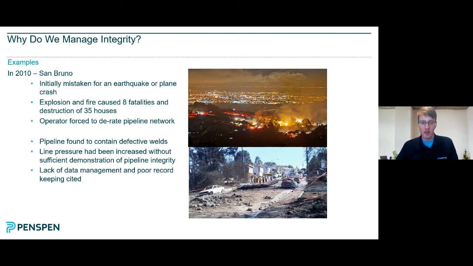And then the investigations found that the pipeline contained defective welds. It was a 1950s vintage pipeline, and the pressure had been continually increased over time to meet increasing demands, but at no point had it actually been given a sufficient integrity assessment or subject to sufficient inspection to determine that it was safe to operate at those higher pressures. And unfortunately, this is what it led to.